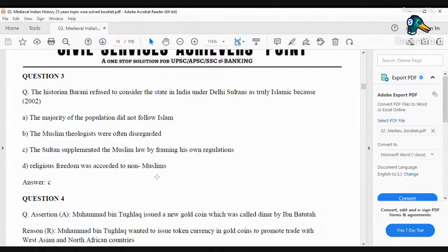Mainly, Isami and Barani are helpful. They give us a lot of information about Muhammad bin Tughlaq. Both these historians go on to tell us that Muhammad bin Tughlaq was very, very unpredictable. Why was he unpredictable? Because he would take decisions just like that.